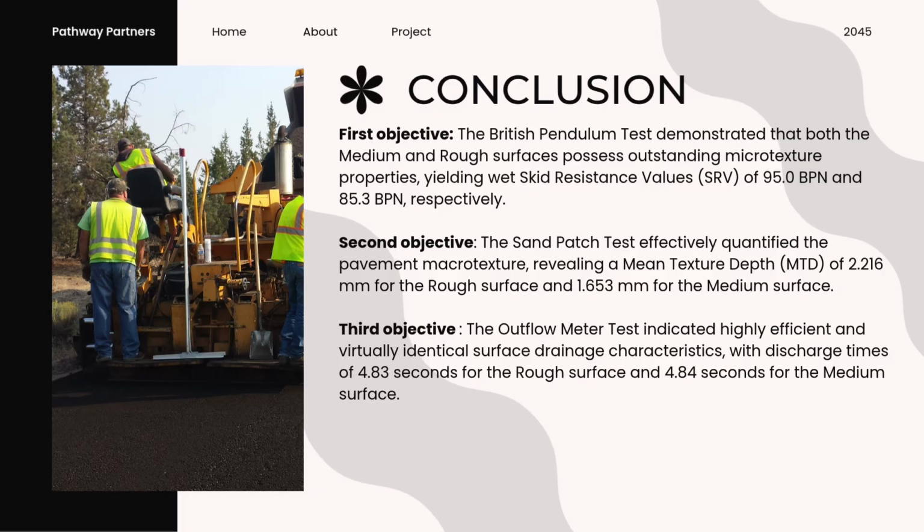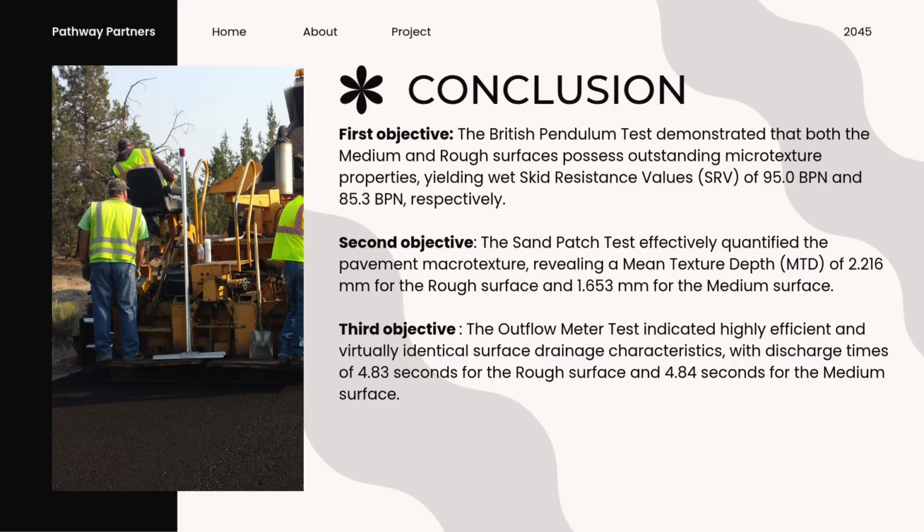by evaluating the skid resistance, surface texture, and drainage characteristics of the selected pavement section in accordance with Malaysian engineering practice. For the first objective, the British Pendulum test demonstrated that both the medium and rough surfaces possess outstanding microtexture properties, yielding wet skid resistance values of 95.0 BPN and 85.3 BPN respectively. These values comfortably surpassed the strict JKR safety threshold of 46 BPN for standard roads and 55 BPN for high-stress zones, guaranteeing sufficient low-speed braking grip for campus traffic.